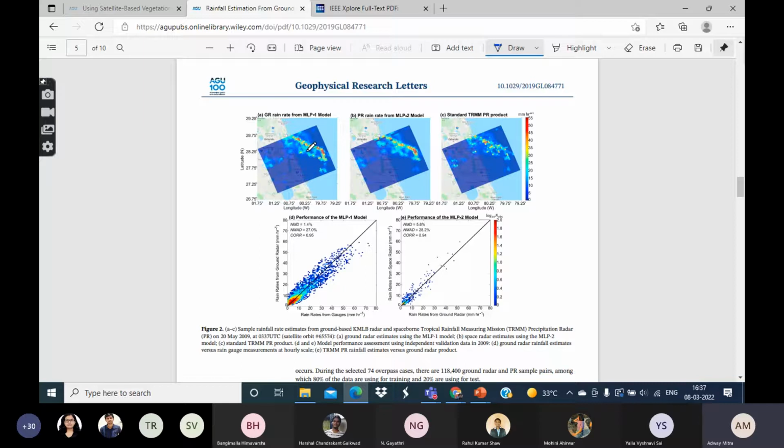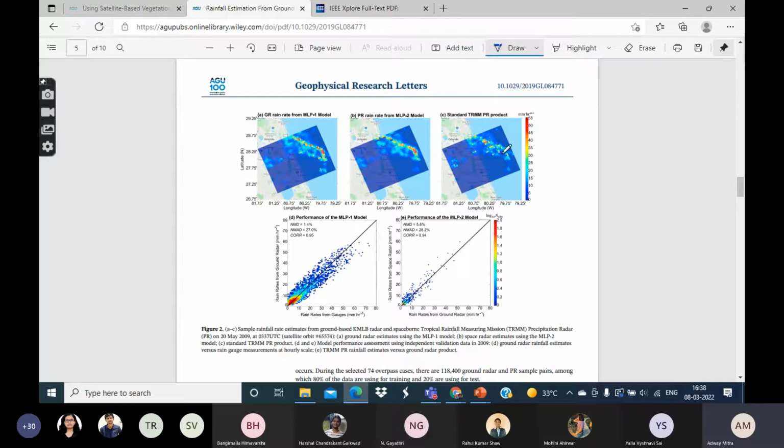So now after this training has been done, you can see that the measurements are mostly consistent. That is, what MLP1 predicts based on the ground radar, and what MLP2 predicts based on the spaceborne radar, are almost coinciding. And both of them can be cross-validated, corroborated against the standard TRMM data product.